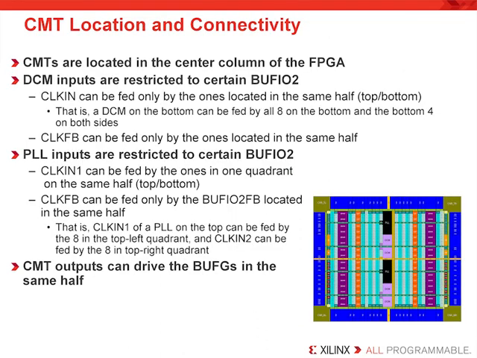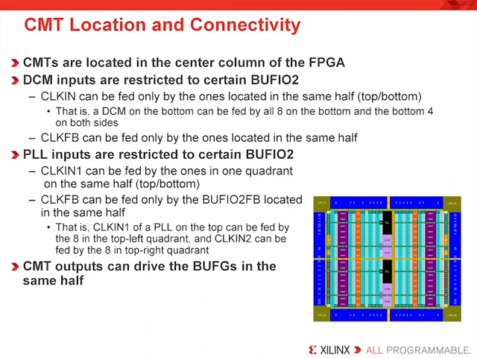CMTs are located in the center column of the FPGA. The DCM inputs, though, we want to note, are slightly restricted to certain BUFIO2s. So, for example, the clock in can be fed only by the ones located in the same half of the die, that is, the top or the bottom. That is, a DCM on the bottom can be fed by all 8 on the bottom and the bottom 4 on both sides. The clock feedback can be fed only by the ones located in the same half.